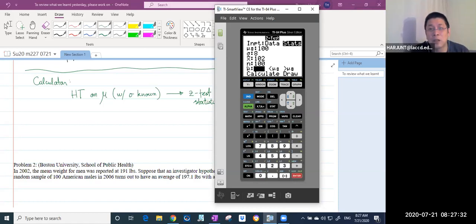The second from the last line will always refer to the alternate hypothesis, not the null hypothesis. You see the notation is not equal to, less than, greater than, all of them without an equal sign. So it refers to the alternate hypothesis. Enter, and then calculate. This is what we get. It will give us the Z score 2.5 and the p-value, and actually that's what we need.